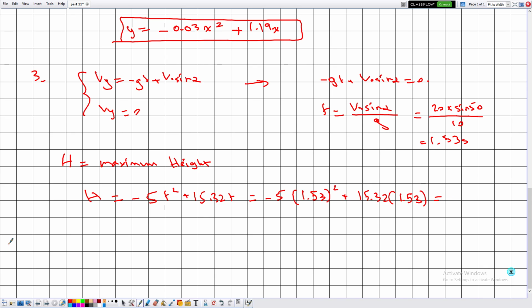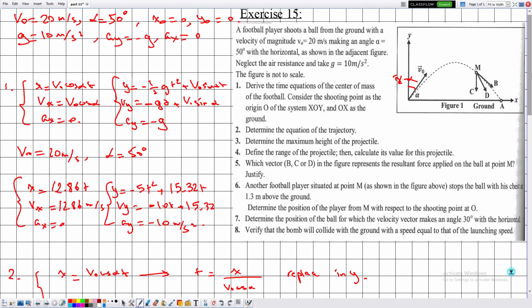So plugging this on the calculator, then the maximum height is given by 11.74 meters. So maximum height is given by 11.74 meters. So we are done with parts 1, 2 and 3.